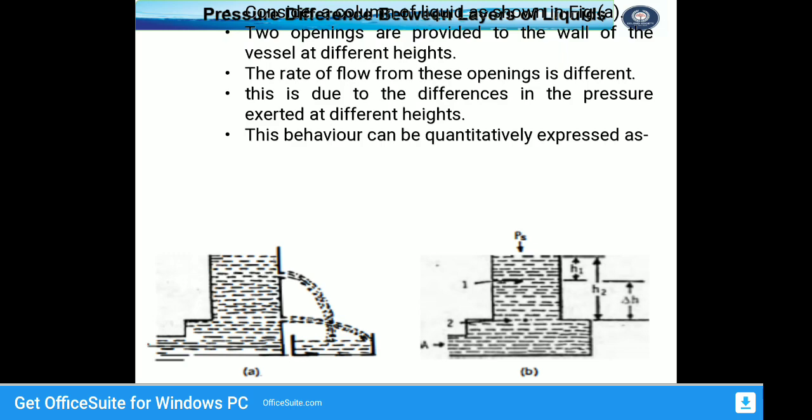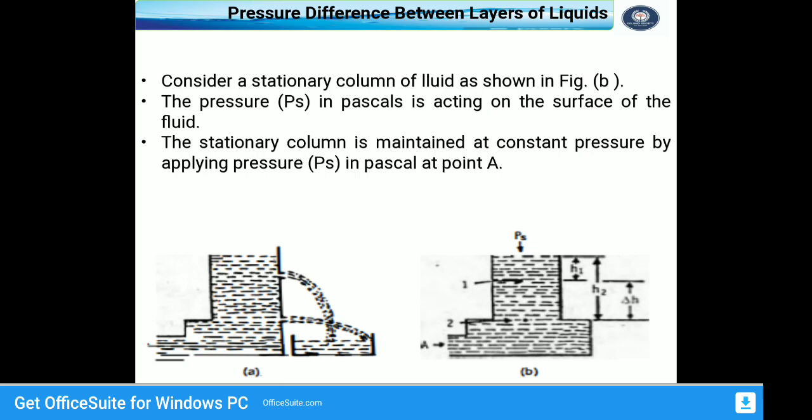Consider a column of a liquid which is shown in figure A. This column has two openings. The two openings are provided in the walls of the vessel at different heights. The rate of flow from these openings is different. This is due to the differences in the pressure exerted at different heights. This behavior can be quantitatively expressed as follows.